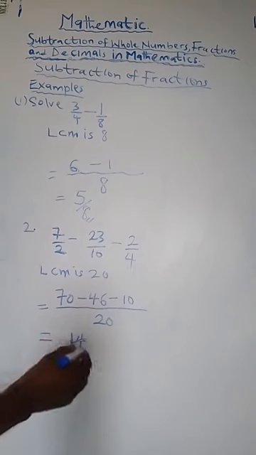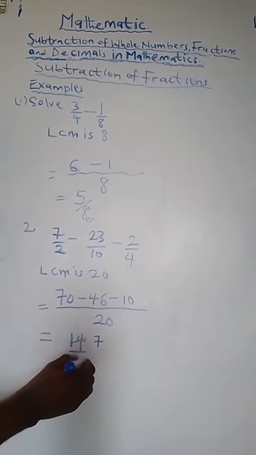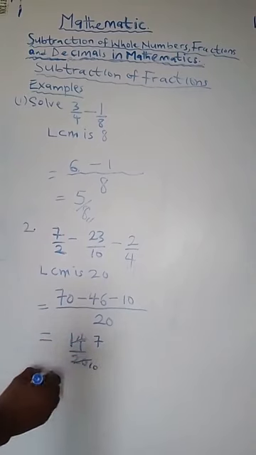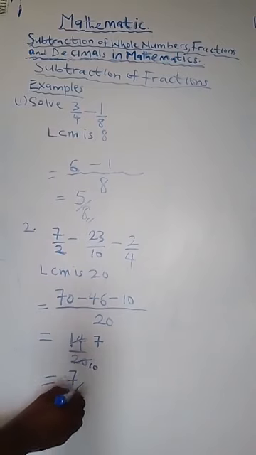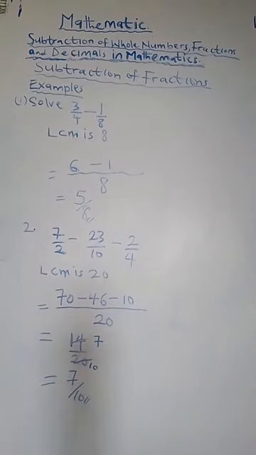Now, it is ideal to reduce this fraction to the lowest. 2 can divide 14 to give 7. 2 can divide 20 to give 10. So our final answer will be 7/10 because there is no number that can divide 7 and 10 at the same time.